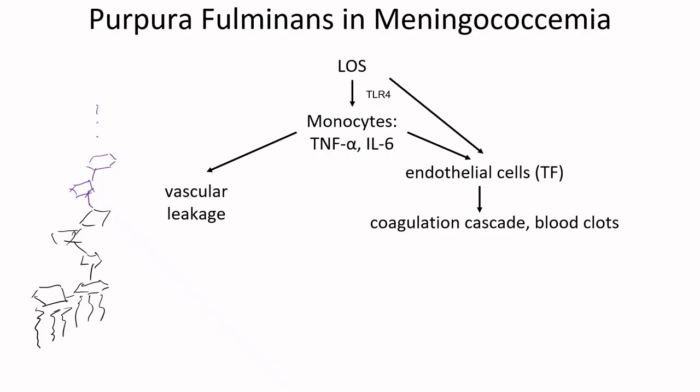These are all steps involved here, and eventually also the involvement of platelets. It seems to be triggered mainly through this TF, tissue factor, but there also seem to be other entry points for how LOS triggers this coagulation cascade. Coagulation, of course, means the formation of blood clots, and blood clots lead to ischemia and finally necrosis.